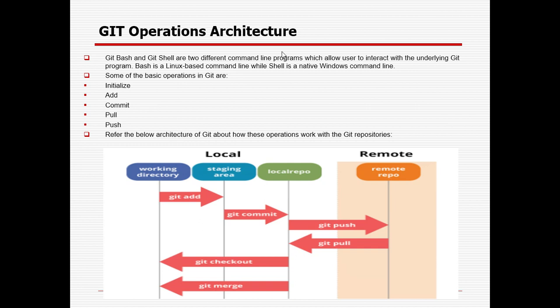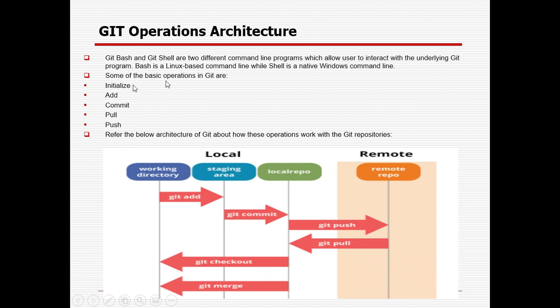So this is your picture. If you are comfortable with that picture, you can get to know how each and every command will be used. Git Bash and Git shell are two different command line programs which allow users to interact with the underlying git program. Bash is a Linux based command line while shell is a native Windows command line. So both will be available, git commands as well as Linux based commands.